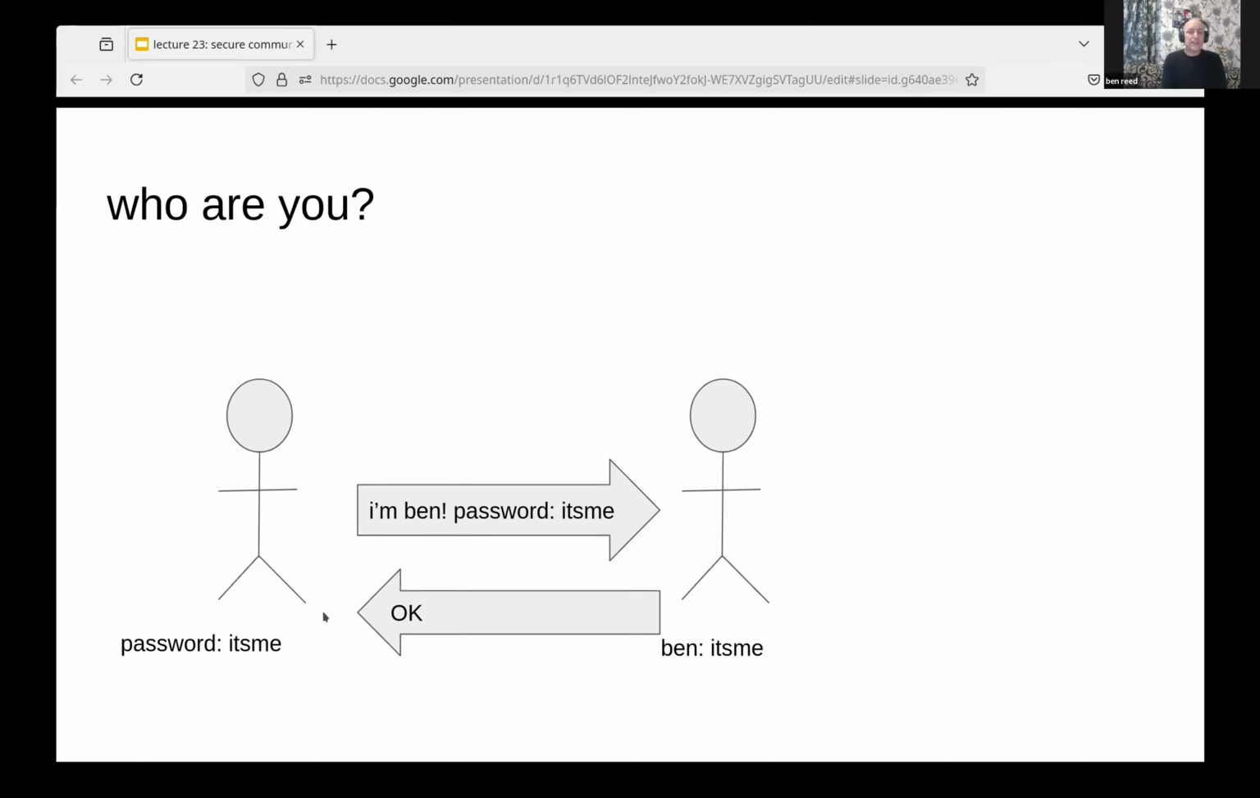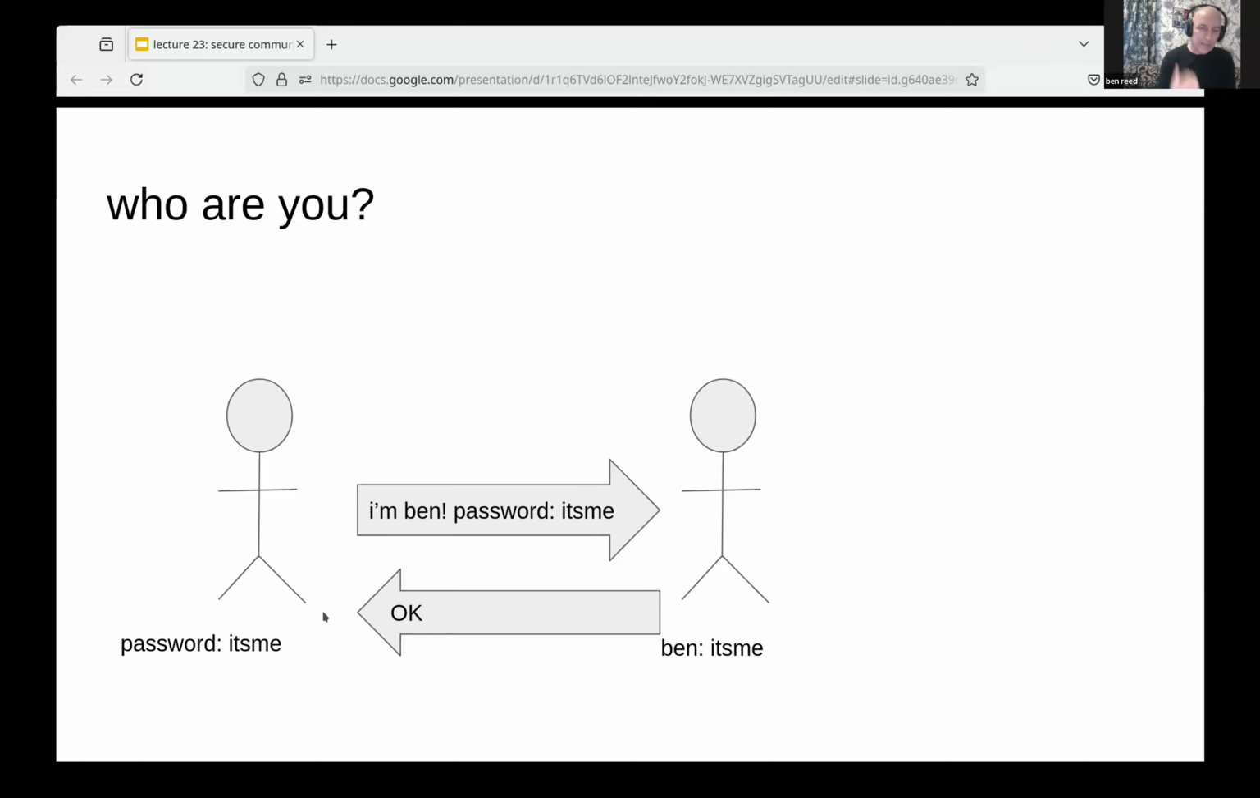So you can imagine one way to do security is passwords. We all know passwords, and we do security with passwords all the time. So we could have a password for Ben, and the password would be, it's me. Okay, so I'm Ben, and my password is it's me.